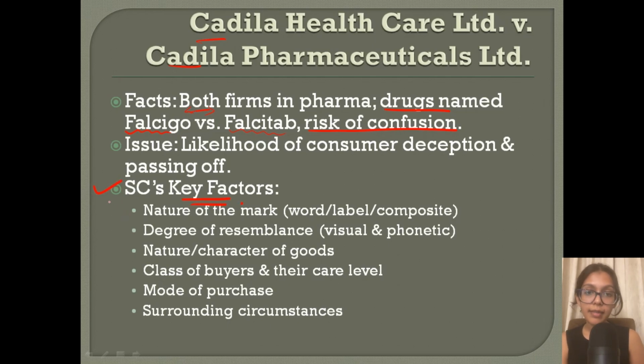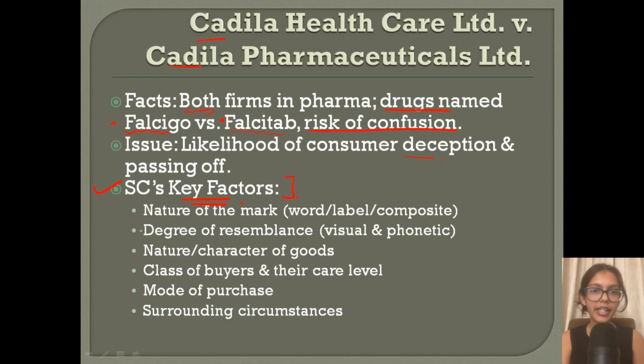Now, what is deceptive similarity? It occurs when one trademark is so close to another in look or sound or meaning that it is likely to mislead an average consumer into believing that two goods or services both come from the same source. So basically, if a consumer of average intelligence or average memory could very easily mistake one mark for the other, that is called deceptive similarity. So when we talk about the case of Falsigo and Falsitab, deceptive similarity can be implied there.